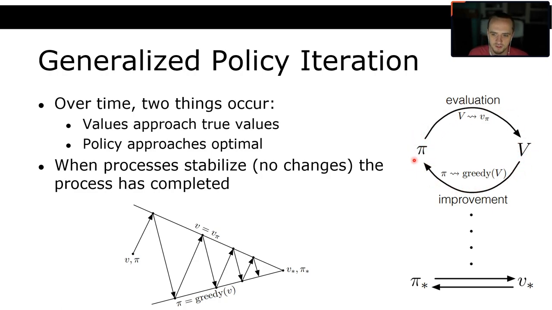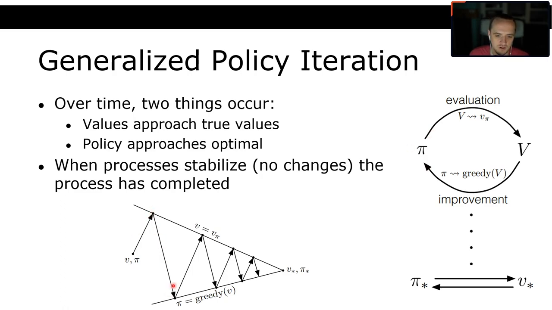We've got a current policy over here. We evaluate that policy, and in evaluating the policy, we get new samples and we update our values. So the values that we store are going toward the true value of v_pi, so the true value of the policy. Then once we have those values, we update the policy to be greedy with respect to those values. So we run an episode, we get new values, we update the values, then based on those values, we choose the actions which maximize those values and we update our policy.